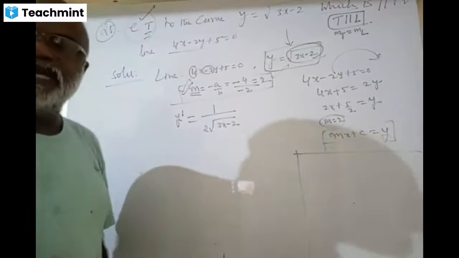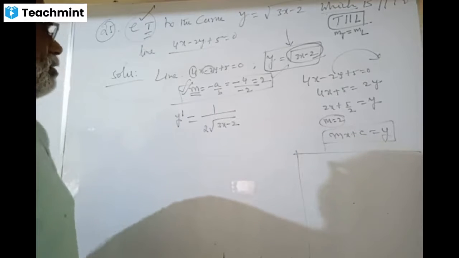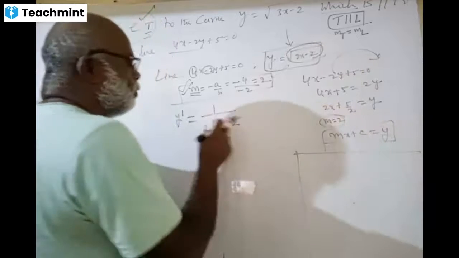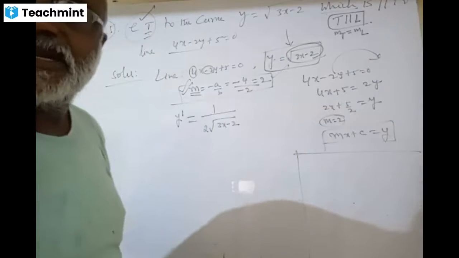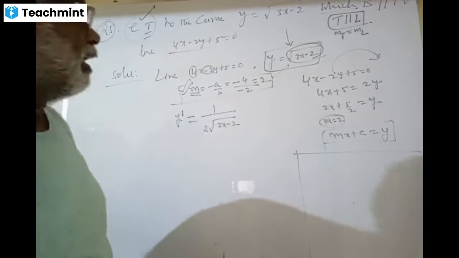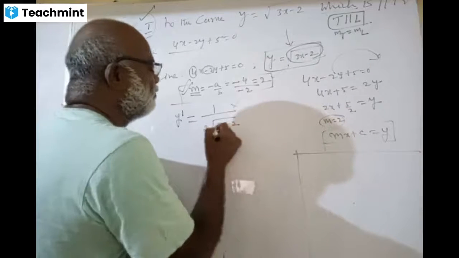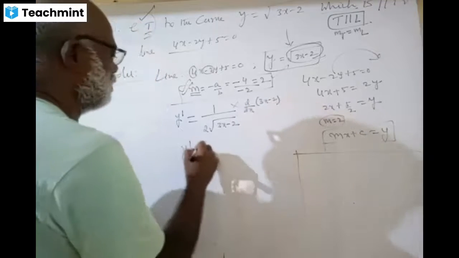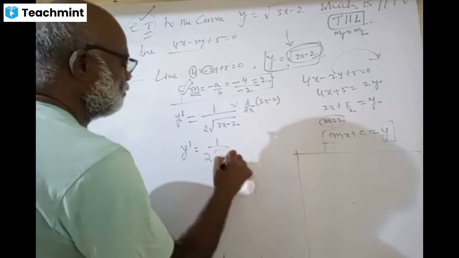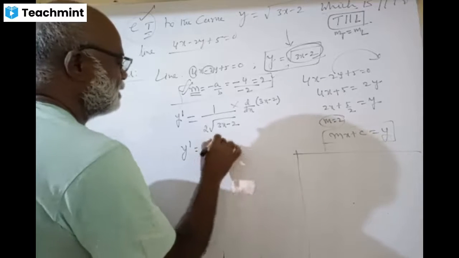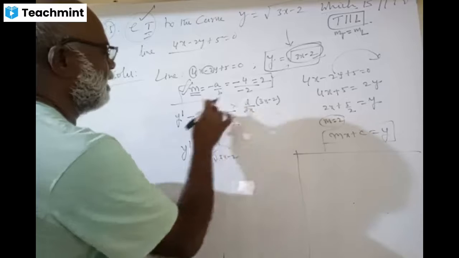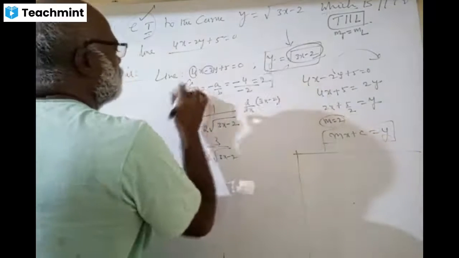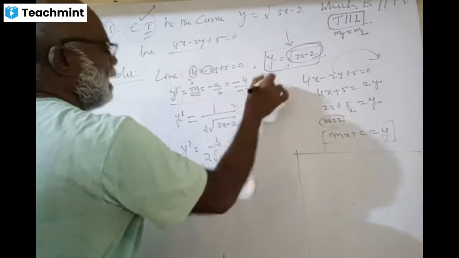What is the next point? Into 3. Y is root x, so y dash is 1/2 root x, fantastic. Into 3, the derivative of 3x minus 2. So y dash equals 1/2 into 3. The derivative of 3x minus 2 is 3. Slope is y dash, which is 2 here.